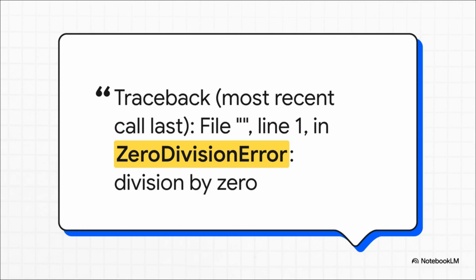Let's dive in. Yes, the infamous wall of red text. We have all been here. You run your code, you're feeling good, and then, bam, a traceback message just like this one stops everything dead in its tracks. Now, it looks pretty intimidating, I know, but it's really just Python trying to tell you exactly what went wrong and where.